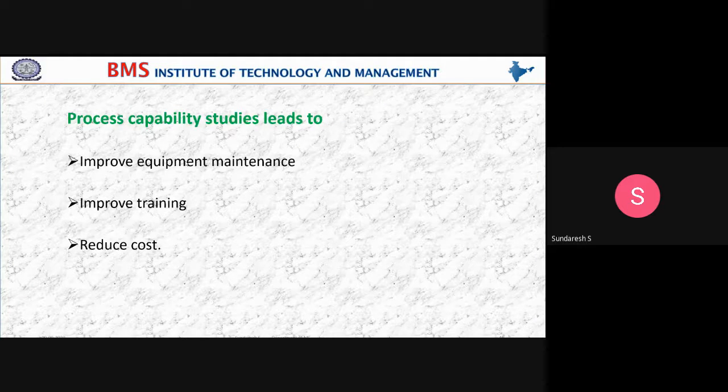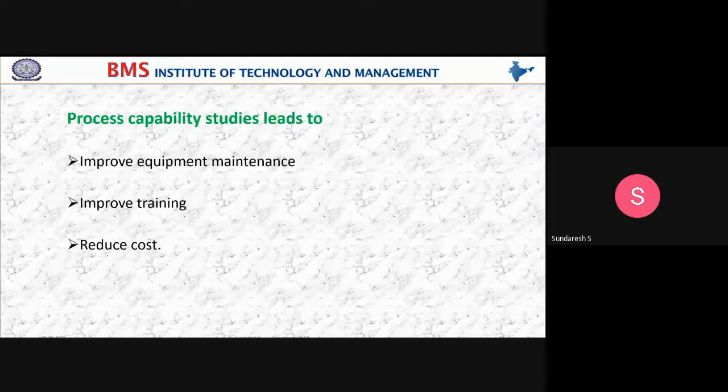So why? What is the necessity of studying this process capability? Because when you visit these industries, especially the quality control department, you will see these process capability charts displayed. There you are going to know why, what is the use of this process capability chart. And if you have an opportunity to visit any of the industries, please inquire.